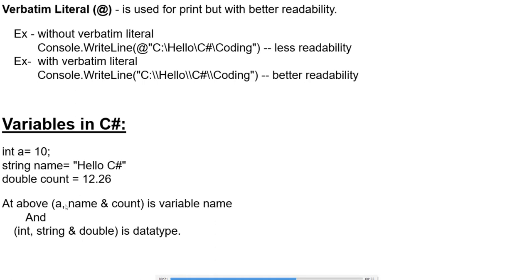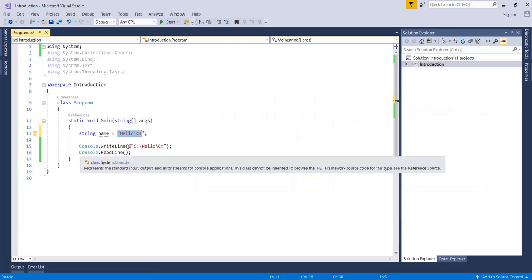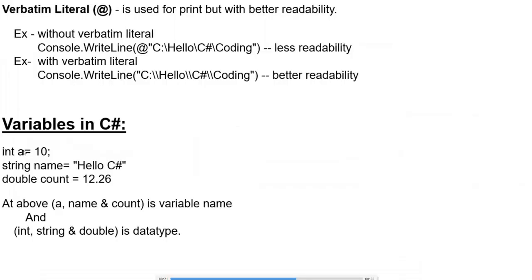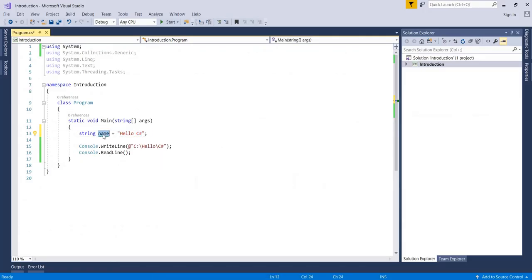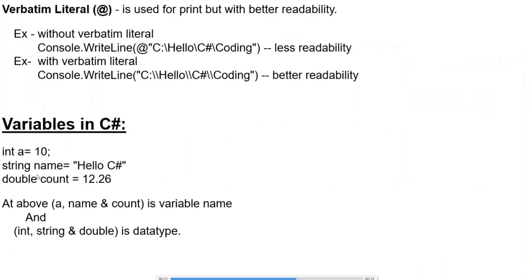So in the above, a is a variable name, name is a variable name, and count is a variable name. Int is a data type, string is a data type, double is a data type, and the equals sign is the assignment operator. So in the above, a, name and count are variable names, and int, string and double are data types.